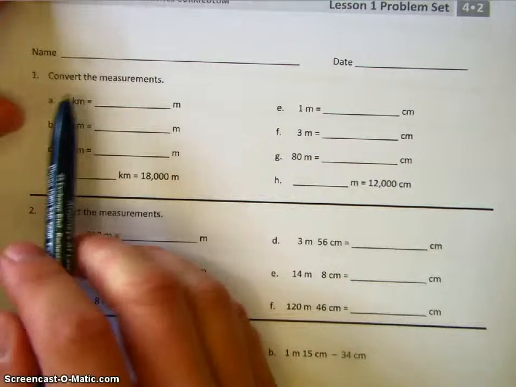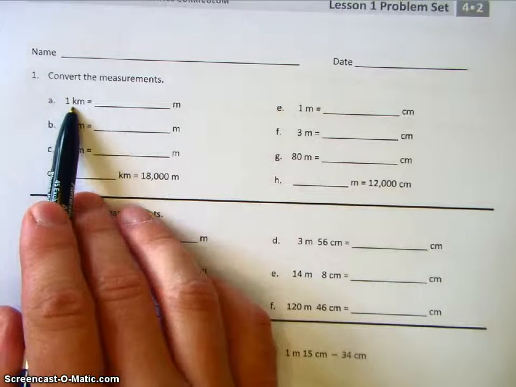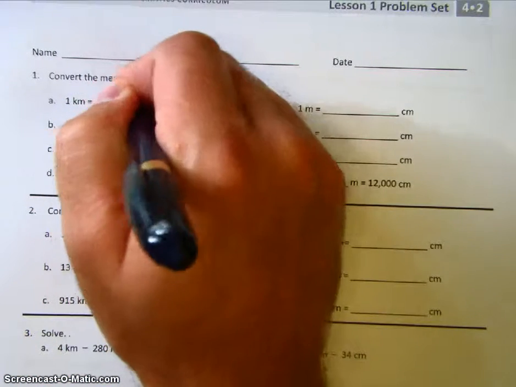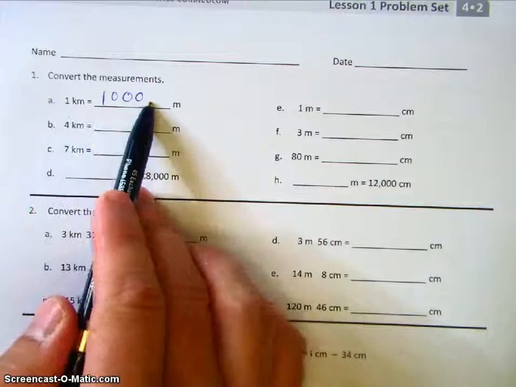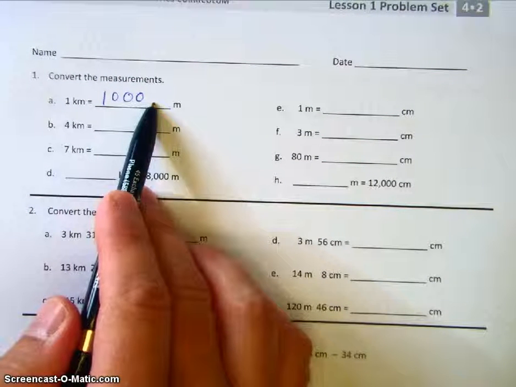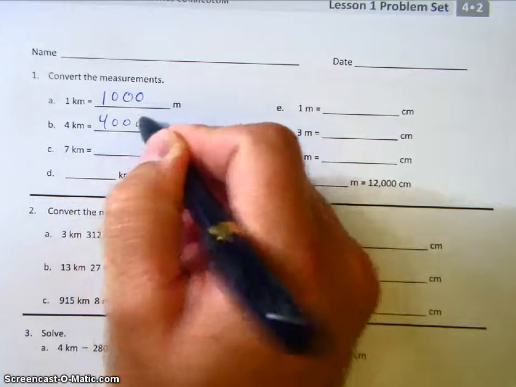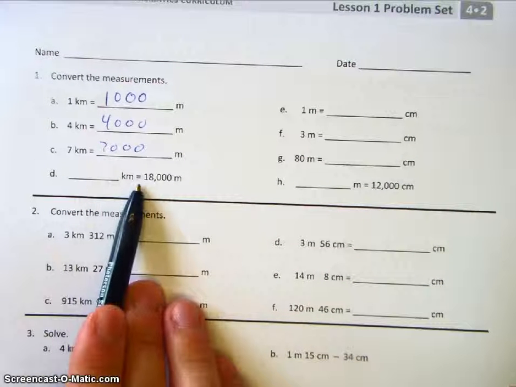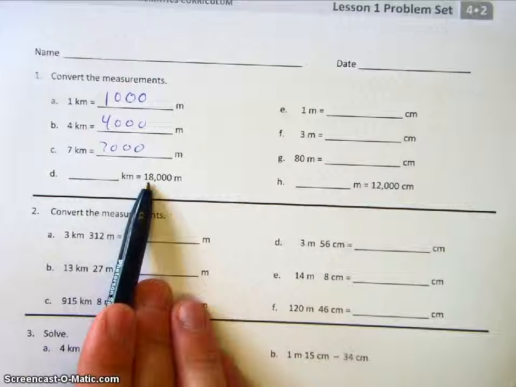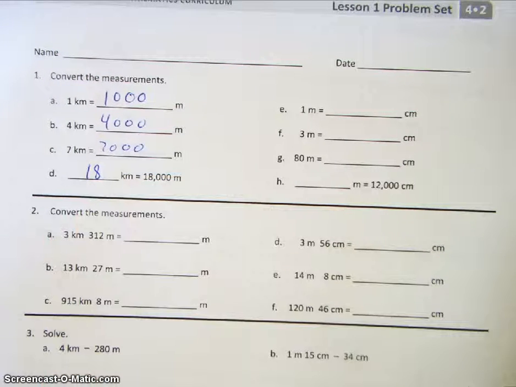Okay, so we're going to first start off with kilometers and meters. So 1 kilometer equals 1,000 meters, okay? And that prefix kilo is a big clue for 1,000, okay? So then obviously 4 kilometers would then be 4,000 meters, and 7 kilometers is 7,000 meters. Okay, now to go in reverse here, instead of 18,000 meters, we're going to actually divide by 1,000 this time and get 18 kilometers.